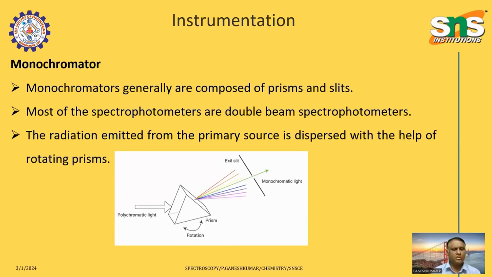Monochromators are generally prism type or slit type. Most of the spectrophotometers are double beam spectrophotometers. The radiation emitted from the primary source is dispersed with the help of a rotating prism. In the rotating prism, we have a continuous rotation, and in one region it would be opaque and in another region it would be transparent. The continuous rotation and splitting takes place.